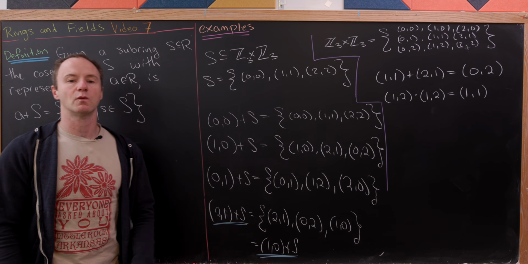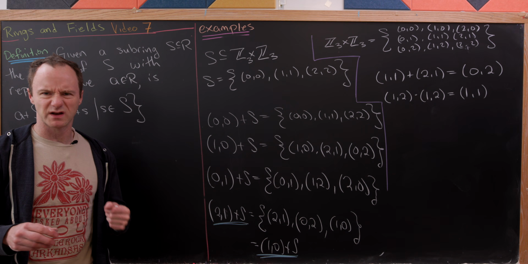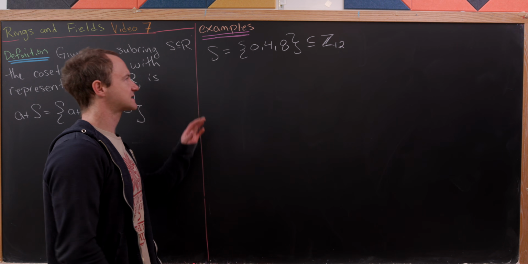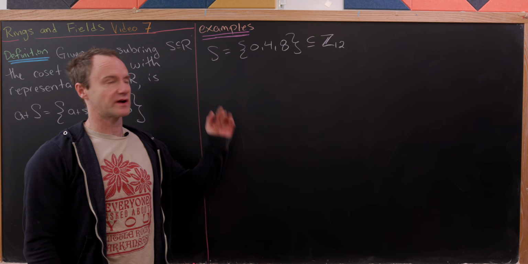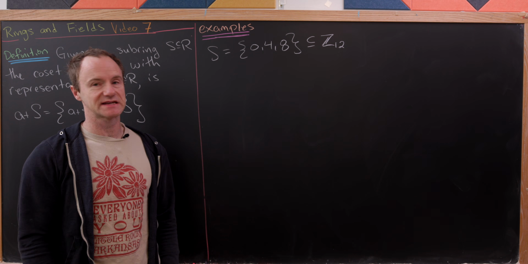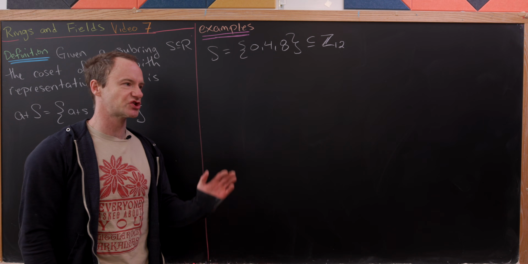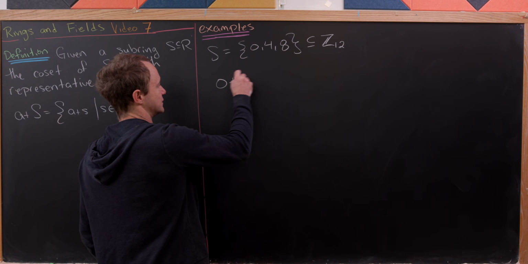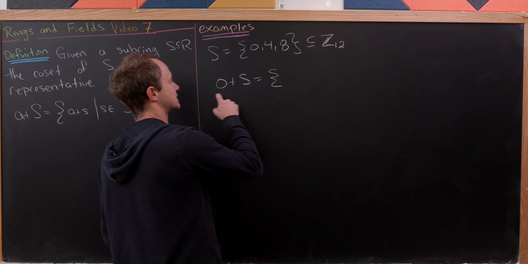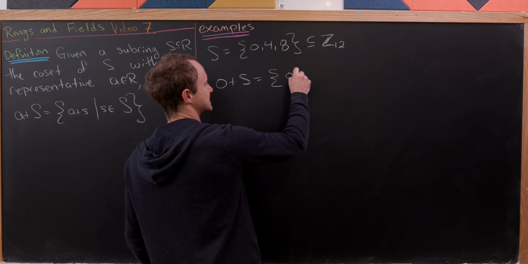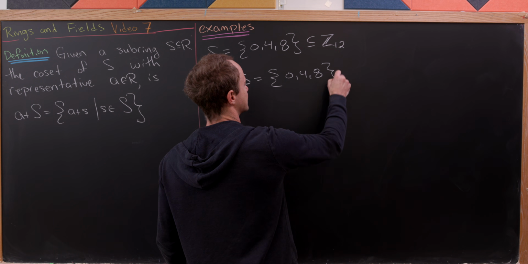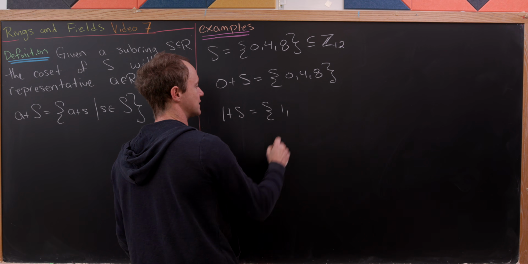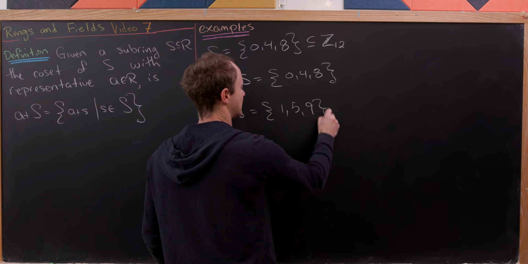All right, so let's look at one more example before we look at some more results and definitions. So next, let's take the subring {0, 4, 8} inside of Z12. That means our addition is modulo 12. So let's start doing some calculations like we did before. Let's observe 0 plus S is just going to give us S, so that's {0, 4, 8}. We have 1 plus S, so we'll add 1 to each of those, so that'll give us {1, 5, 9}.